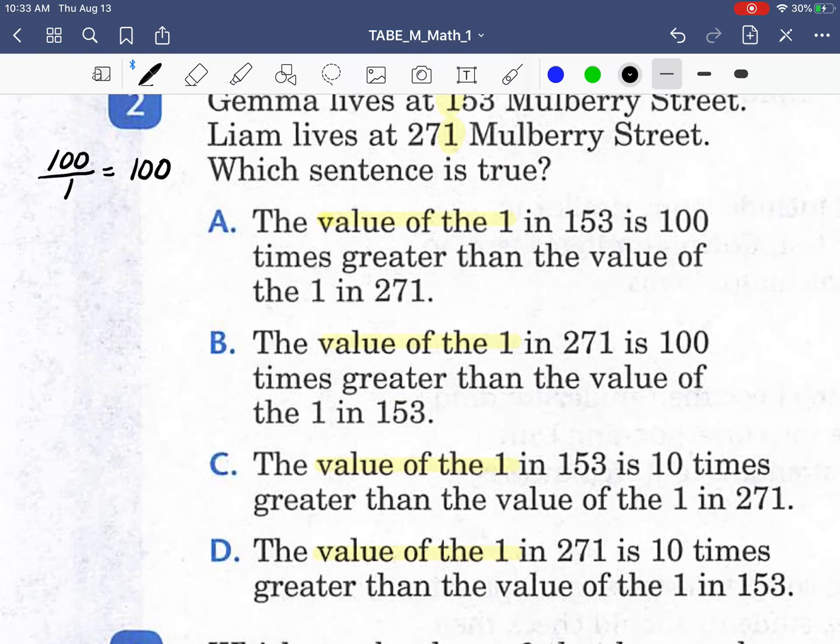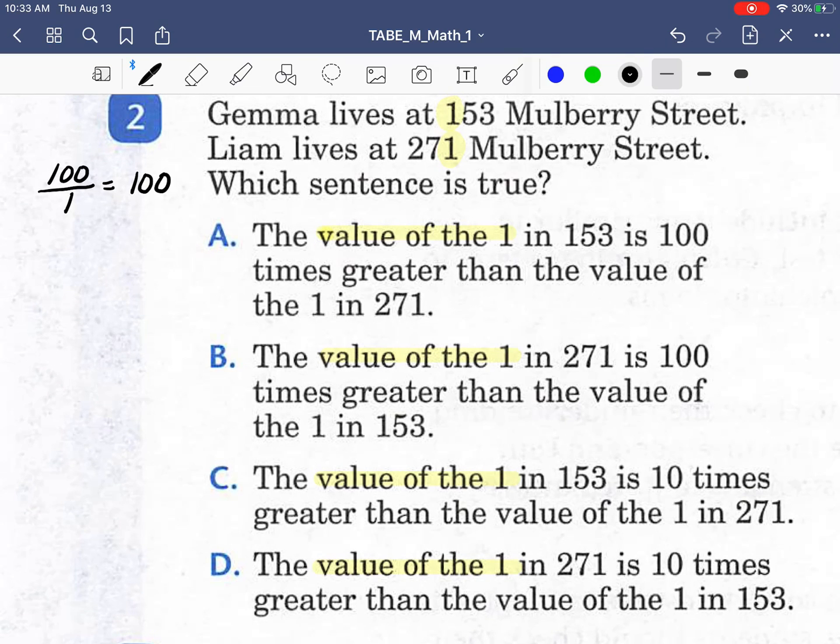Okay, so let's look at our choices here. And I see there's 100 times, but there's 100 times. 10 times and 10 times. So we can eliminate C and D. We need 100 times. So is A the correct answer or is B the correct answer? A says the value of 1 in 153 is greater than the value of 1 in 271, and that is true. This is the one we want.